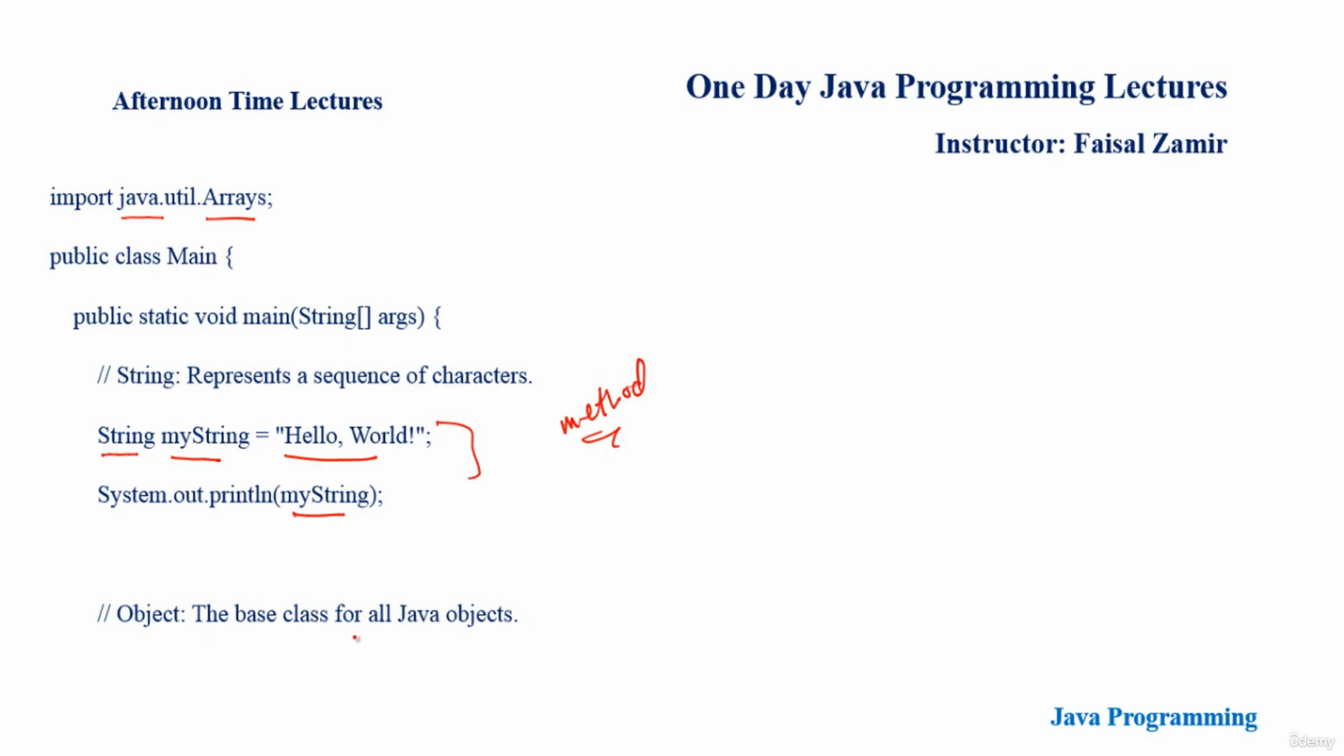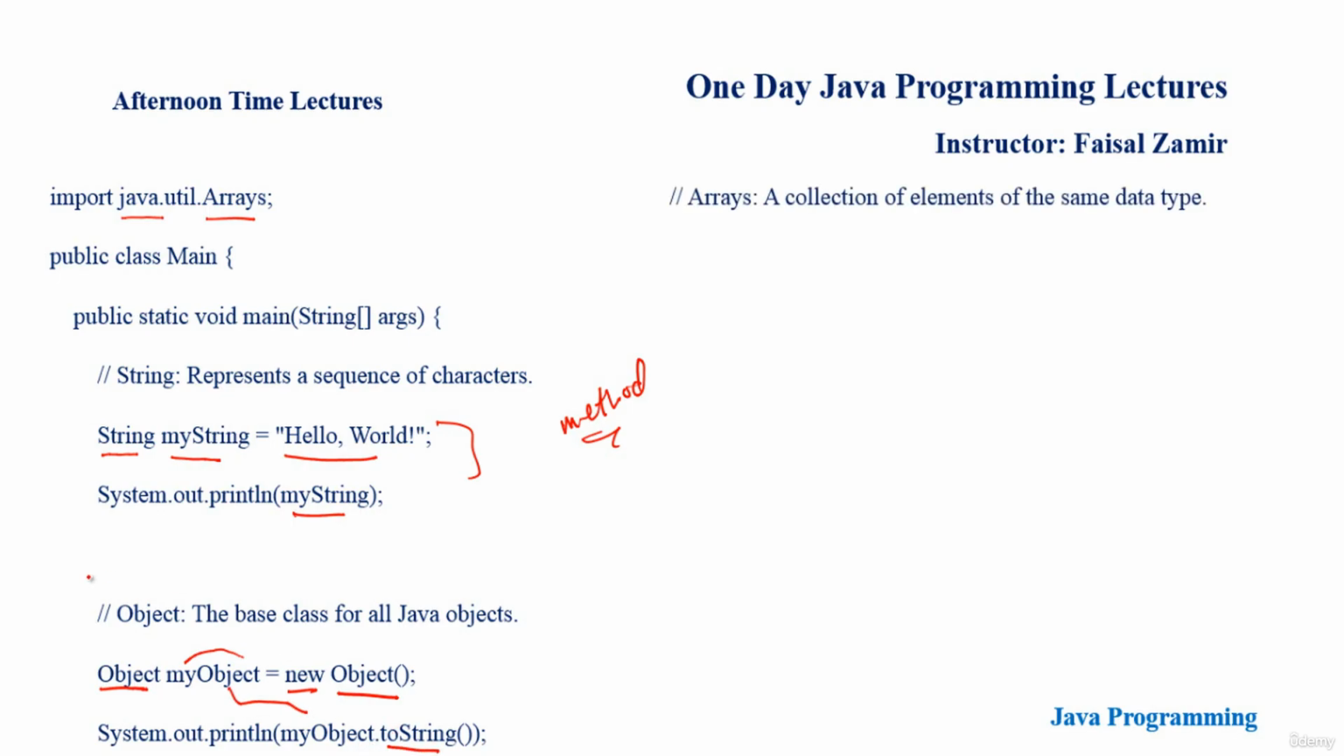Object, the base class for all Java objects. You can create an object for your base class. Before that, you have to put new. So this is your object name. Using this object, you can access any methods and any attributes of the class. Just use your object name and the method toString to get it in the form of a string. You can see.